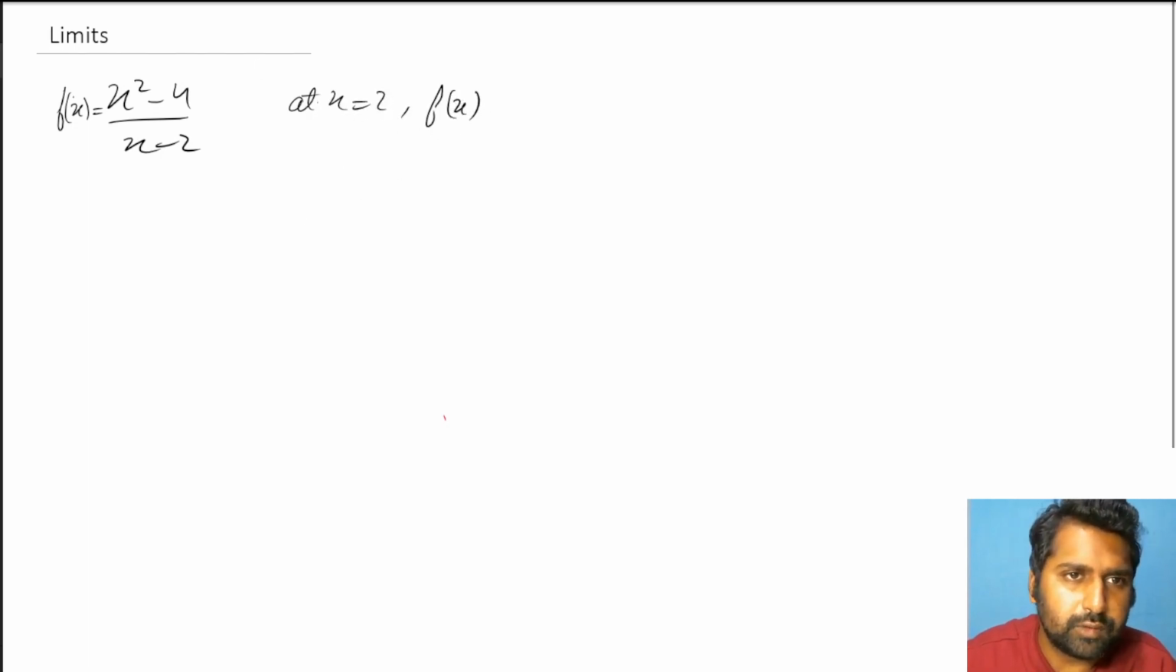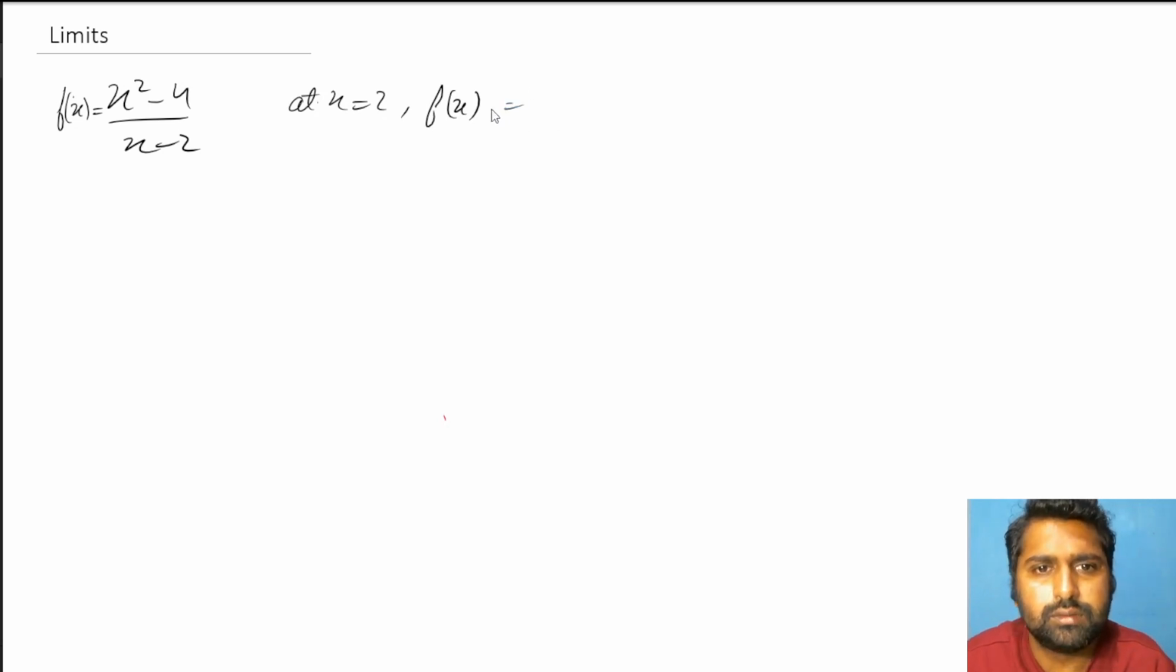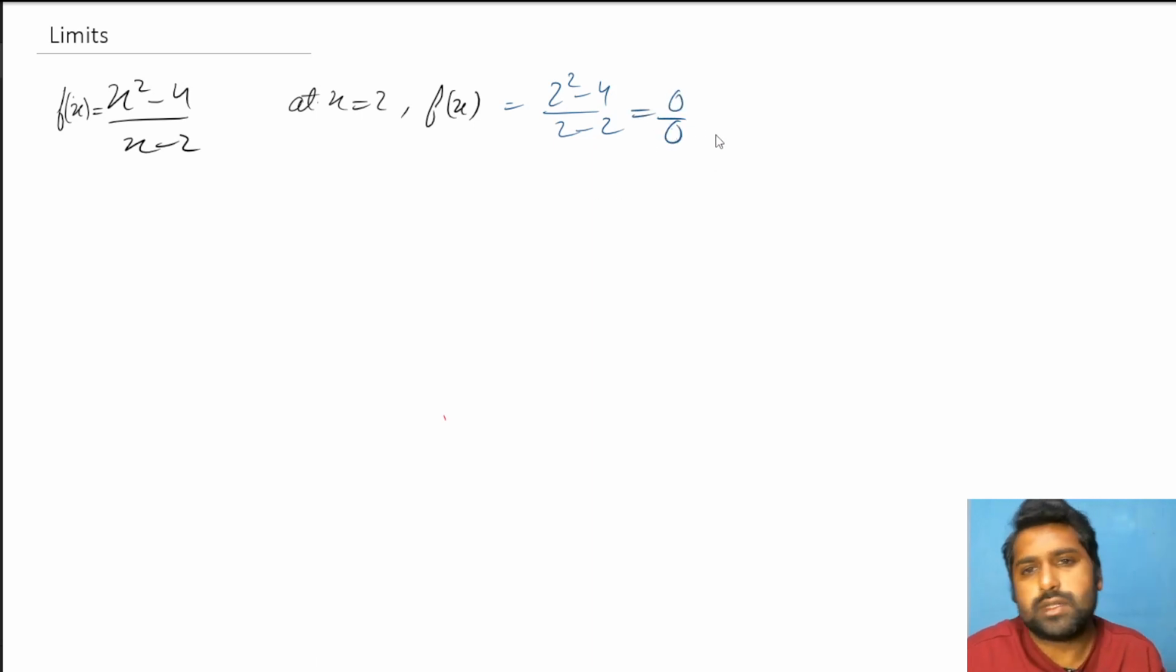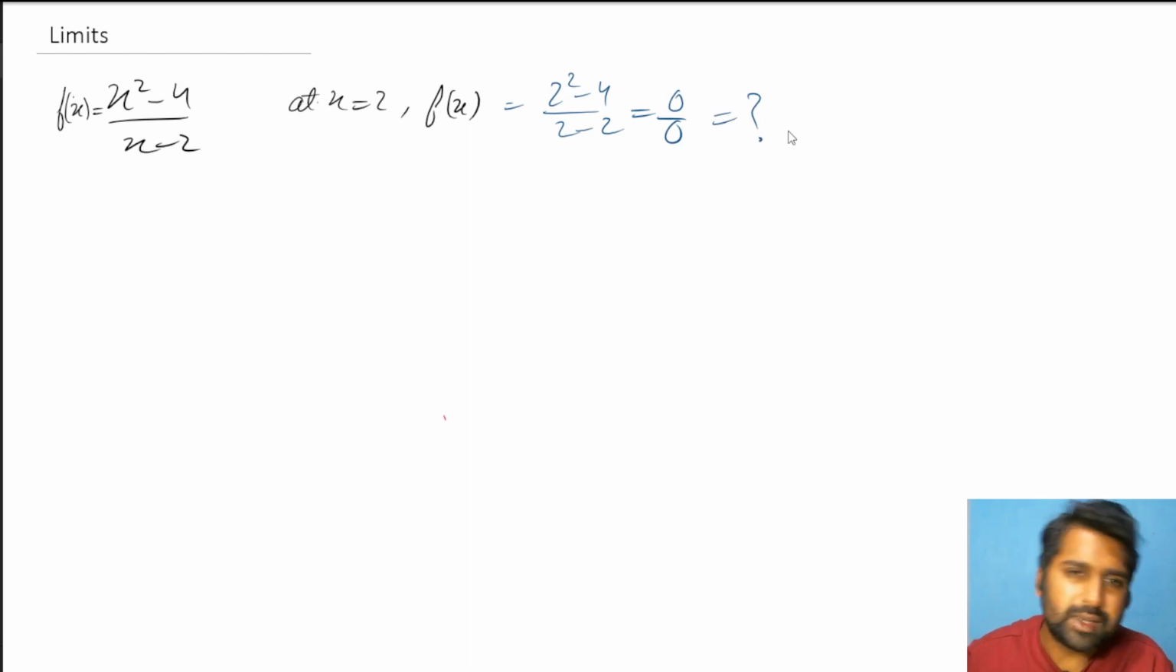So what you'll do, you'll put the value, like 2 square minus 4 upon 2 minus 2. It is coming 0 by 0. We cannot say it's 0, it's an indeterminate form. Okay, it cannot be defined, so we don't know what this 0 by 0 is.